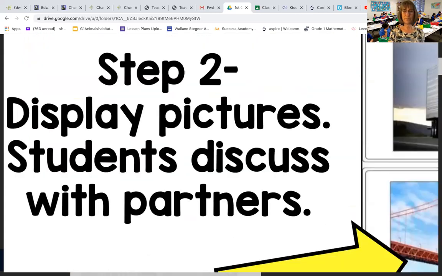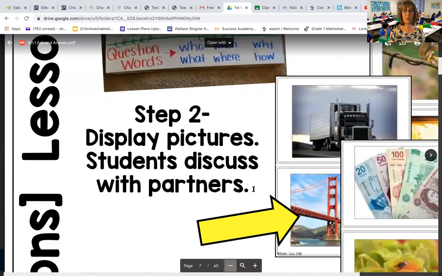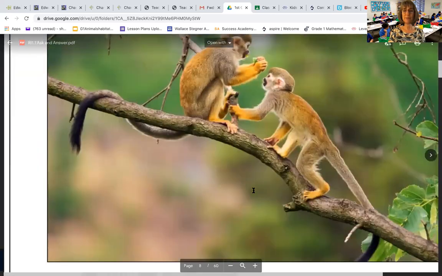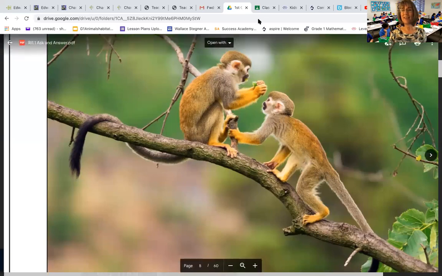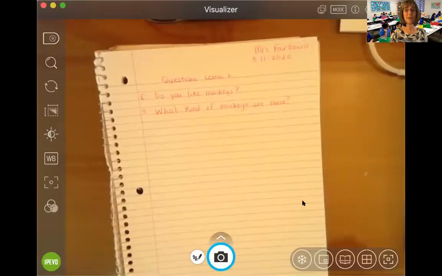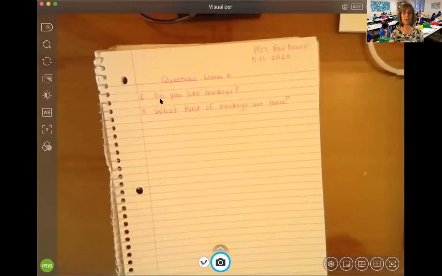So we're going to take a look at these monkeys. Cute little monkeys. And I want you to practice writing a question. Let's start with the easy question. And then think about a strong question. I'm just going to show you mine on this first one so I can model it for you. Here we go. So here's my question.